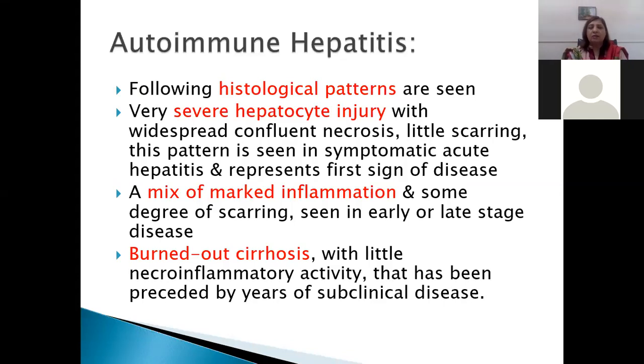Or there can be burnt out cirrhosis with little necroinflammatory activity that has been preceded by years of subclinical disease. So either a patient presents with severe hepatic injury and acute signs of hepatitis, or the patient can present with some degree of scarring seen in early or late stages of disease. Or there can be only burned out scarring, in which the patient is unaware of having a necroinflammatory disease, and it was a subclinical disease which has led to cirrhosis of the liver.